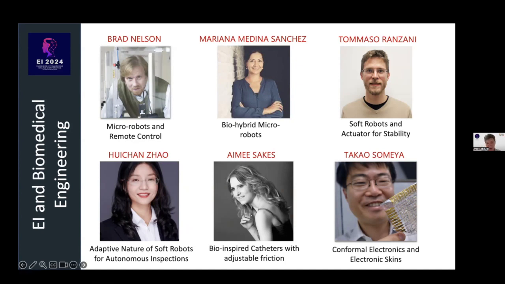Amy, she went a bit further. She made a bio-inspired catheter that was able to reduce the friction between the catheter itself and the pipe. So she was using ultrasound vibrations that can modulate the friction between the moving catheter and the surface.